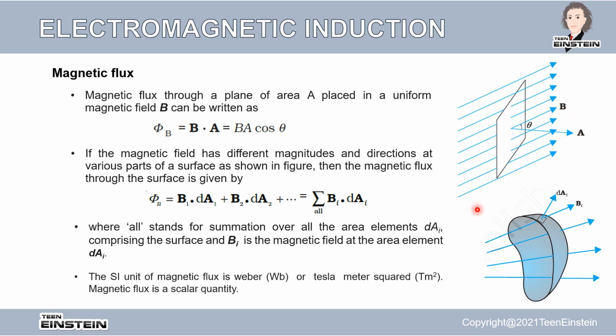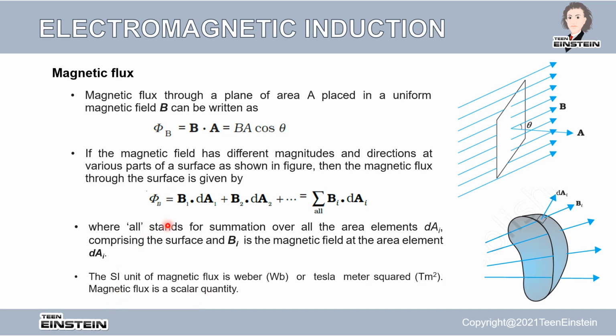Now let's say we have a complicated surface, not so simple like this one. In this case, we divide the surface into small pieces like this, each with an area of dAi and with a magnetic field of Bi. Then we take the dot product of these and sum up for all the small area elements. So that's what is shown here: phi B equals B1 dot dA1 plus B2 dot dA2, and so on up to Bn dot dAn, which is the sum of Bi dot dAi over all the elements. Then you get the overall flux through a surface like this.